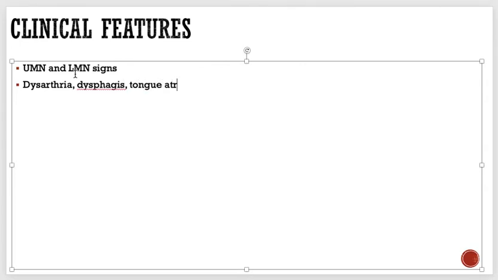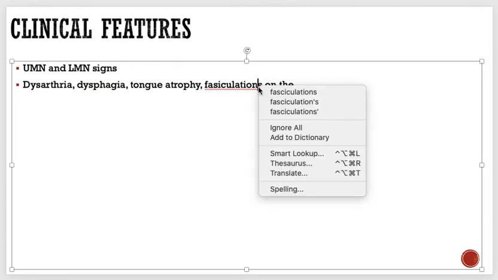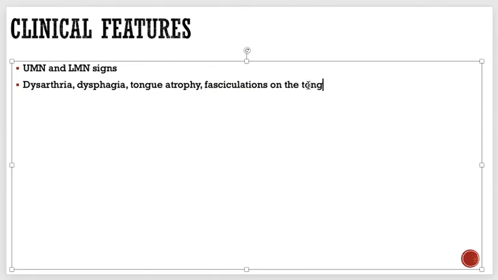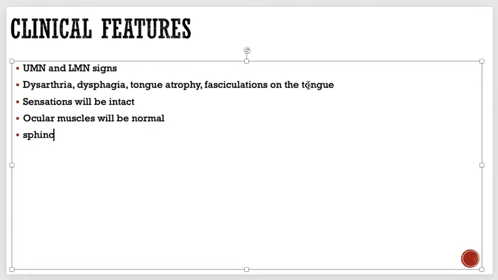See what's going on, because the cranial nerve nuclei are affected, okay? You can find fasciculations on the tongue, right? Sorry guys, this is dysphagia. So you can find fasciculations on the tongue. This is the bulbar type. So sensations will be intact. Remember, sensations will be intact because it's a motor nerve nuclei disease, okay? Ocular muscles will be normal, and sphincters, anal or urinary sphincters, will be normal, okay? So these are the clinical features of this condition, right?